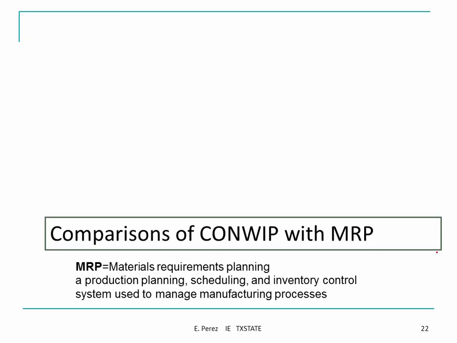So let's focus on a general description of the comparisons of Conweb with these push systems, and define what an MRP system is, in case you have not heard about this concept before. MRP stands for Materials Requirement Planning, a production planning, scheduling, and inventory control system used to manage manufacturing processes.